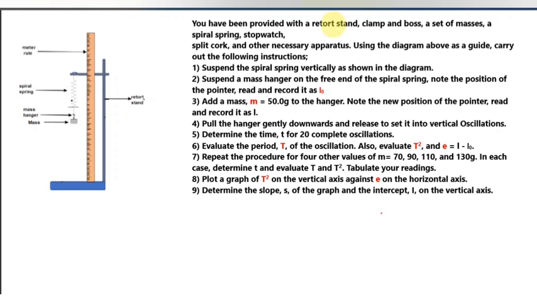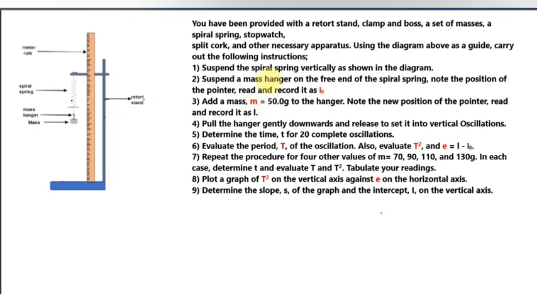The question is similar to what we have in the previous video, but there's a little difference. So let's read. You have been provided with a retort stand, clamp and post, a set of masses, a spiral spring and stopwatch, split cork and other necessary apparatus. Using the diagram above as a guide, carry out the following instruction. Here you can see that on this guide there is a meter rule. The meter rule is to determine the position of the pointer when it is unloaded and when it is loaded. So let's see. Suspend the spiral spring vertically as shown in the diagram.